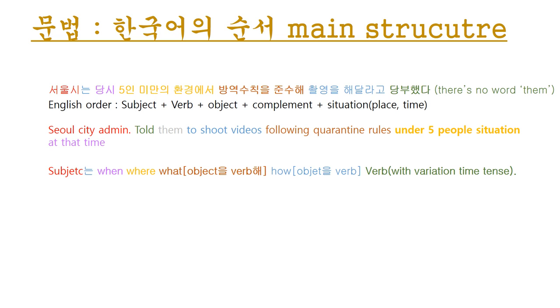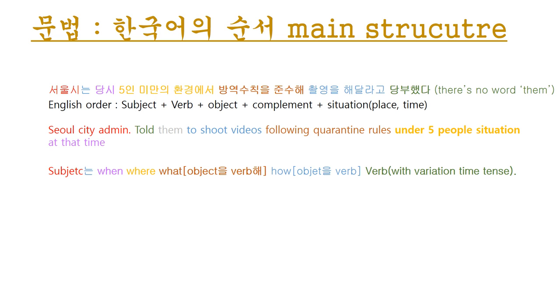Now let's see a more complicated sentence that can be used in Korean news, real news. I will read this sentence first in Korean. 서울시는 당시 5인 미만의 환경에서 방역 수칙을 준수해 촬영을 해달라고 당부했다. There's no word 'that' in Korean.